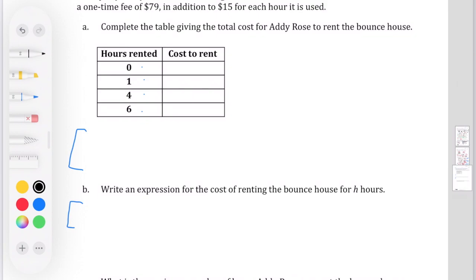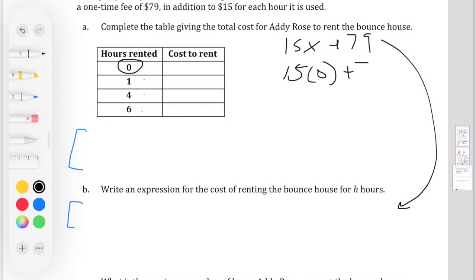All right, so we need to be able to complete the table, giving the total cost for Addie Rose to rent the bounce house in part A. Well, we know it costs $15 per hour, and then the one-time fee of $79. So we have 15x plus 79 is how I think of that. Well, that's also going to help us later on in B. Well, 15 times 0 is 0, plus the 79, and that's going to give us $79 regardless if we use it or not. So 0 hours, $79.